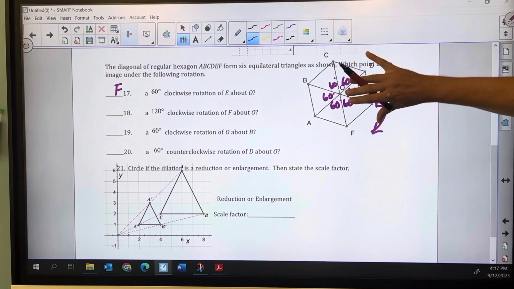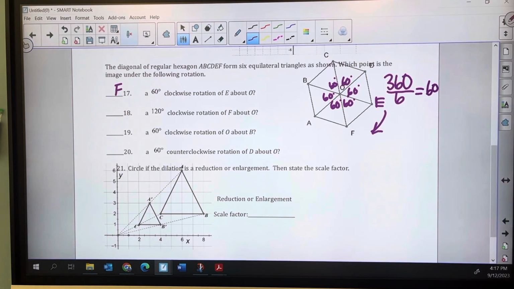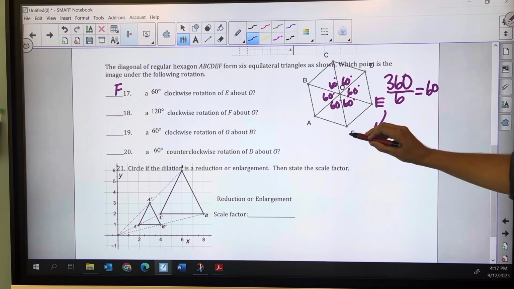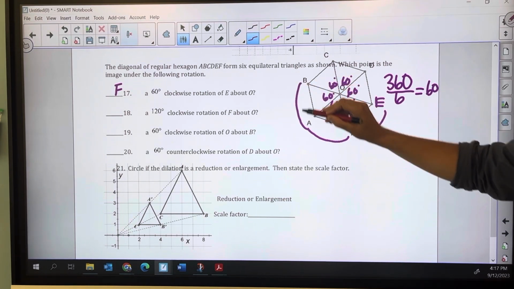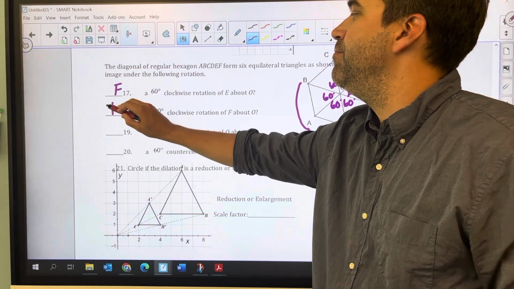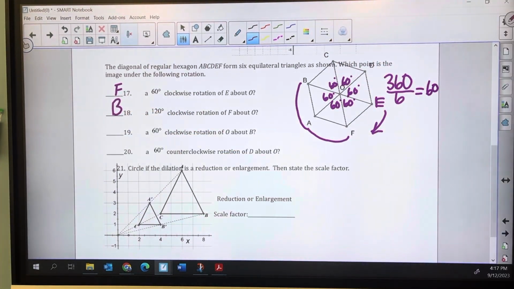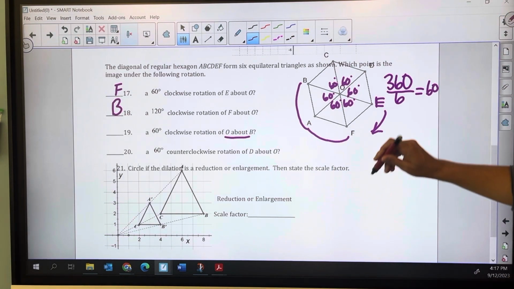120 clockwise, so again, general direction, of F about O, so from F, 60 degrees would take us to A, 120 takes us all the way to B, and 60 degrees clockwise rotation of O about B.